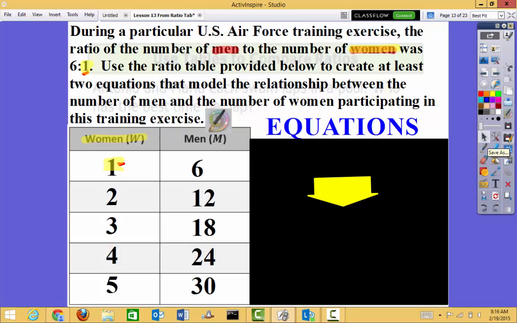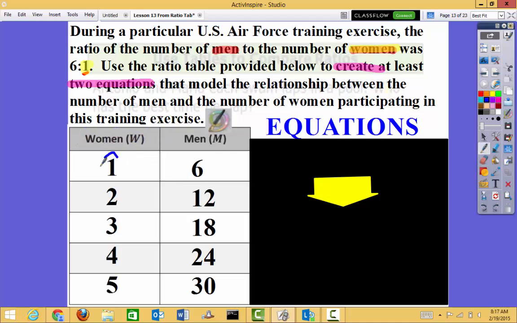Okay, now what is it asking us for? That's the key part. It's asking us for this. Use the ratio table below to create at least 2 equations that model the relationship. So it's saying, what's 2 ways that I can show how one side is related to the other?